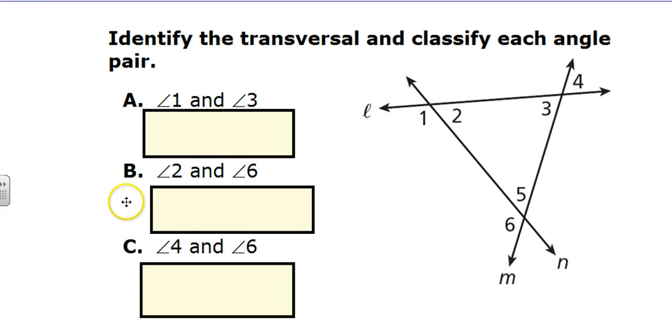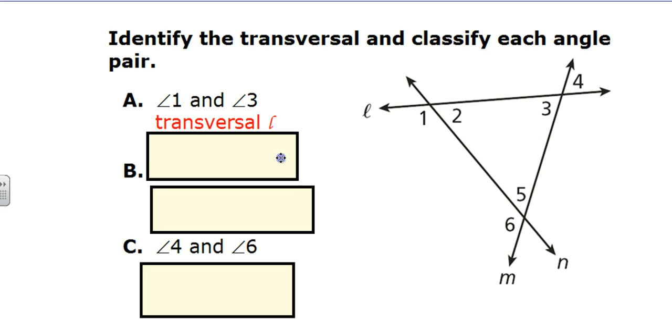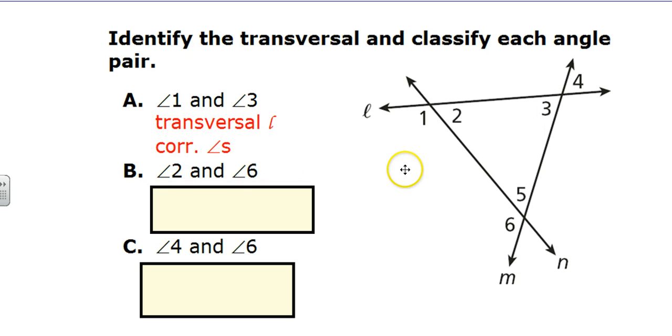So angle 1 and angle 3. So the transversal is which line that's connecting these two? Good, line L, right? And it's called transversal L. And we would say angle 1 and angle 3 are what type of angles? Good, they are corresponding angles.